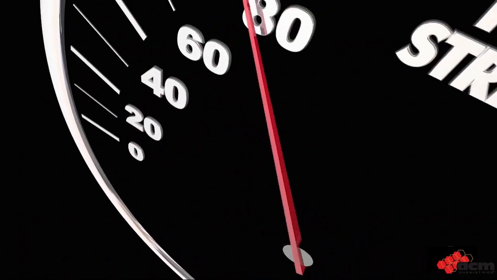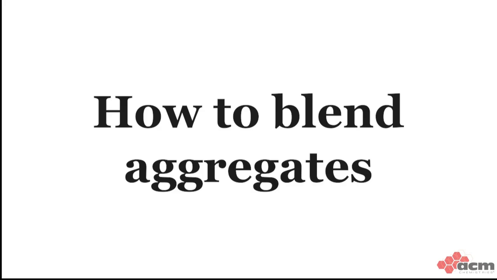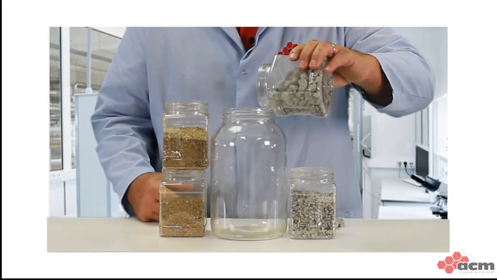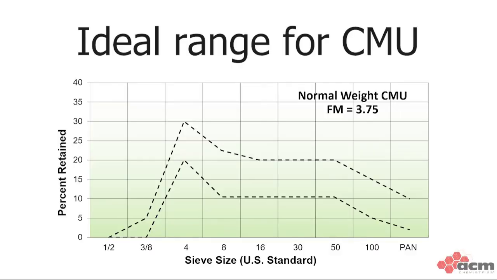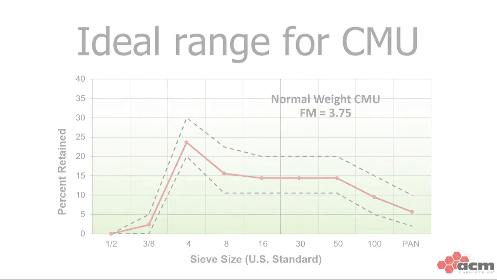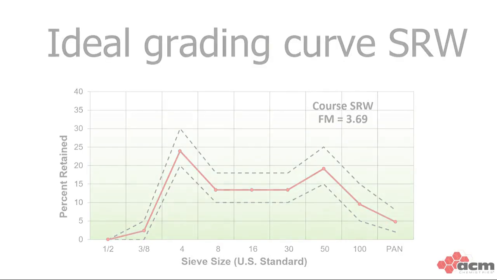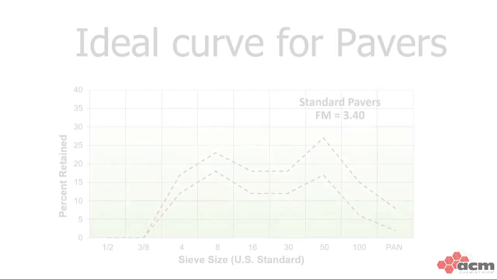Okay, stick with me now. We're almost there. There is one more step. Just like we saw with Dr. Klaus and his mix, we need to figure out the best combination or blend of coarse and fine aggregates to optimize the particle packing. Over time, the industry has developed ideal grading curves for block, pavers, SRW, and other kinds of units. So the really hard part has been done for us, and we don't need to reinvent the wheel here. We can compare these ideal industry curves to the grading curves for our particular blend of aggregates.